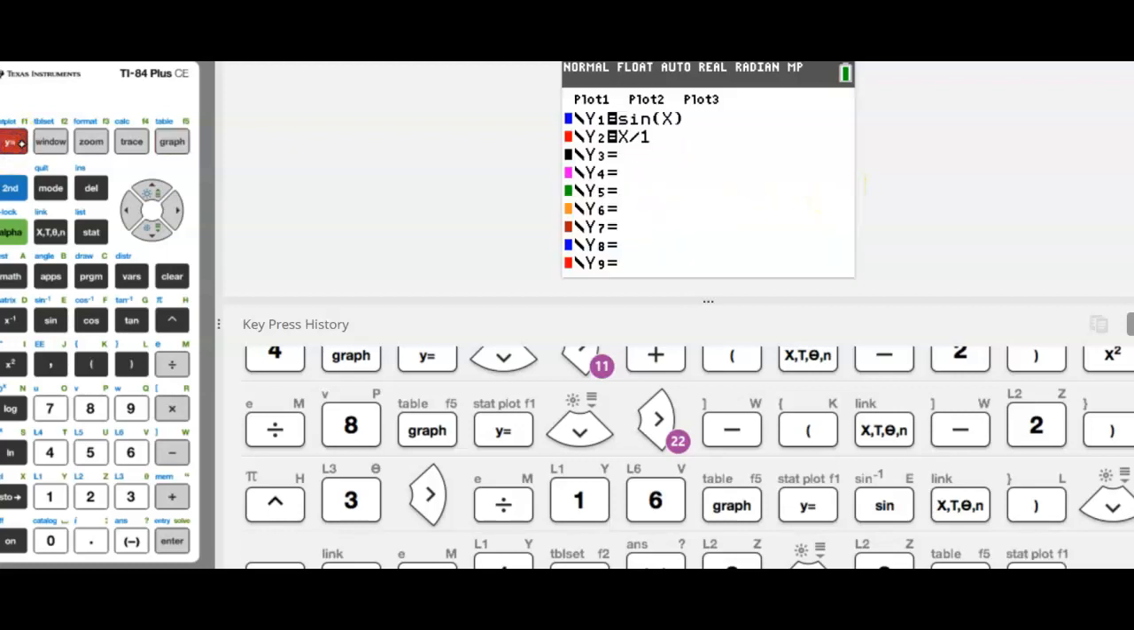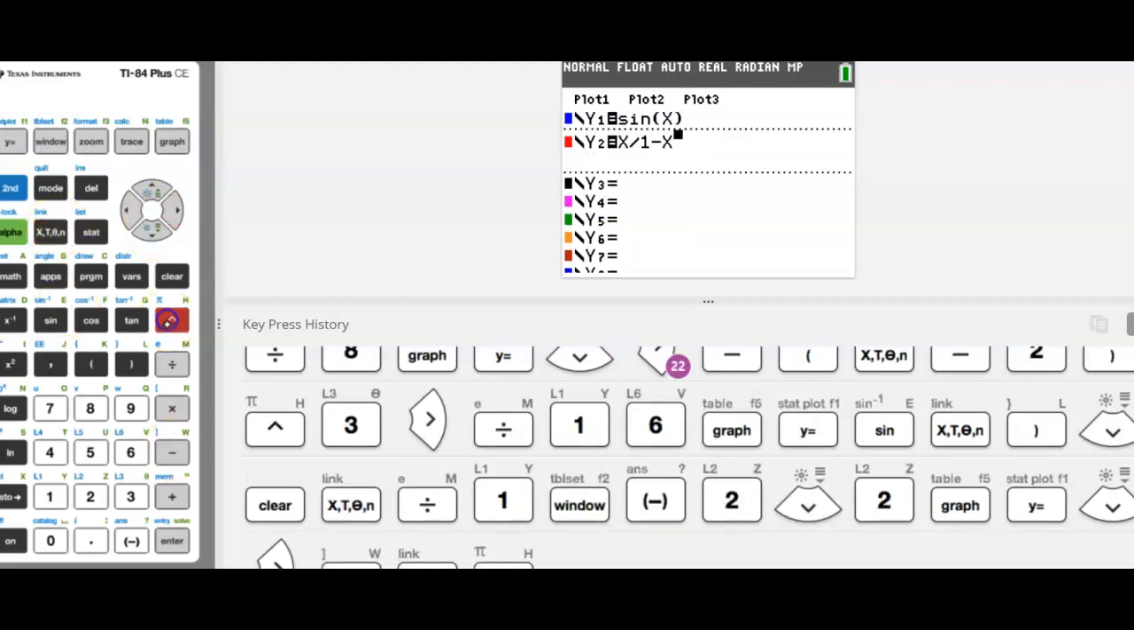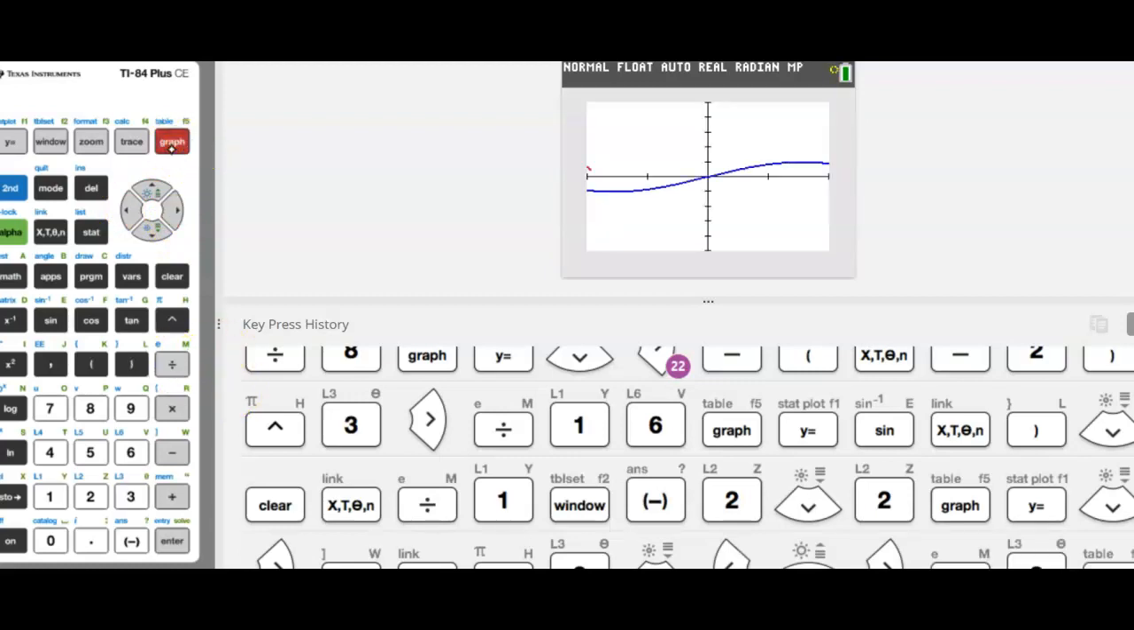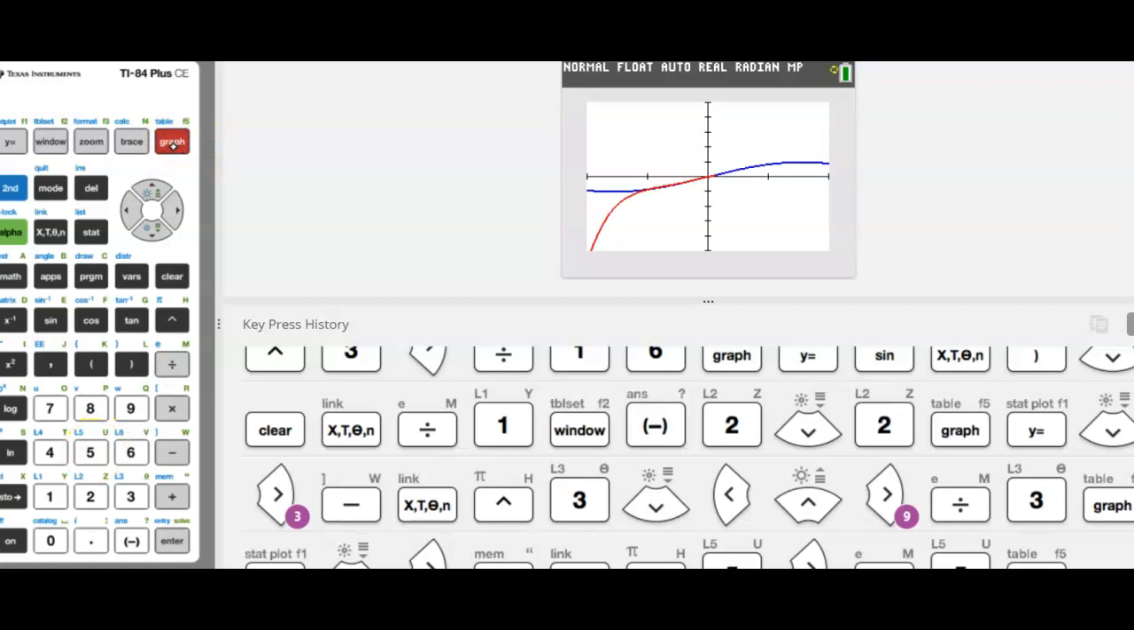If I went ahead and then added the next term, so minus that x to the 3rd power, oops, and then divide by 3, it should look even more like the sine of x. So that's cool. If I add the next term, so plus x to the 5th divided by 5 now, that would have been our next term in that sequence. There's our sine. That should be pretty awesome.